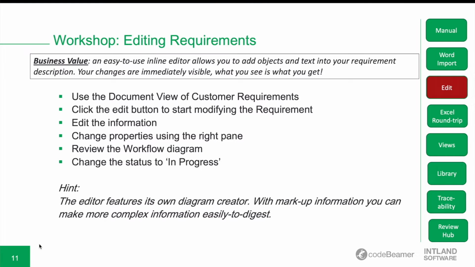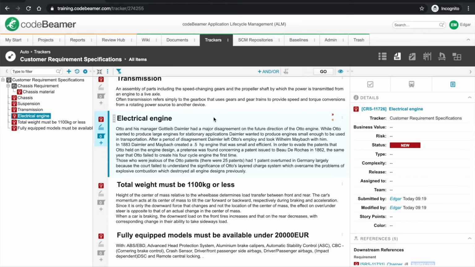I'm going to show you some of the editing features of Codebeamer. We'll open up a custom requirement, we'll start modifying the requirement, edit the information, the description, and then we'll also change the properties. Look at the workflow diagram and change this. Here we are in the custom requirement specification. Let's change the description of the electrical engine requirement.